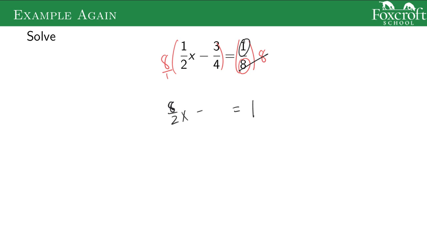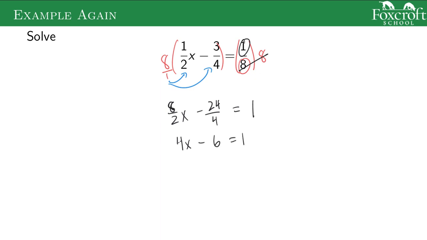And then 8 times 3 is 24/4. And remember, I'm distributing this. I have to multiply by all the things in that left-hand side. And this will simplify nicely. 8 divided by 2 is just a number. It's just 4x. 24 divided by 4 is also just a number. That's 6.